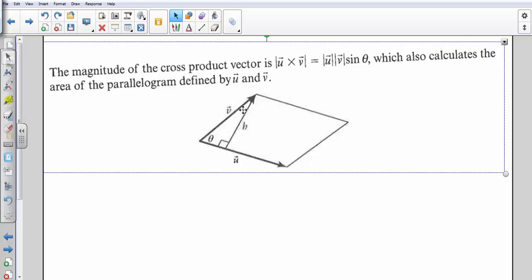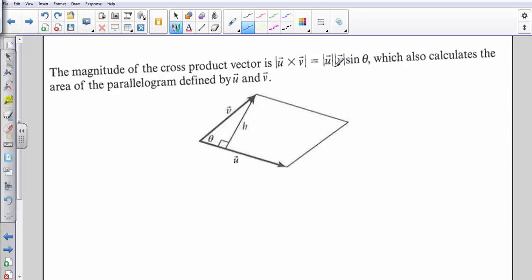And the reasoning for that is, if we think about what this section here is, v times sine theta. So if this is vector v, and we want to break it into its horizontal and vertical components, the vertical component is this value here, which is the height of our parallelogram. And so vector u is the base, and sine theta times vector v is the height. Base times height, of course, is the area of the parallelogram.